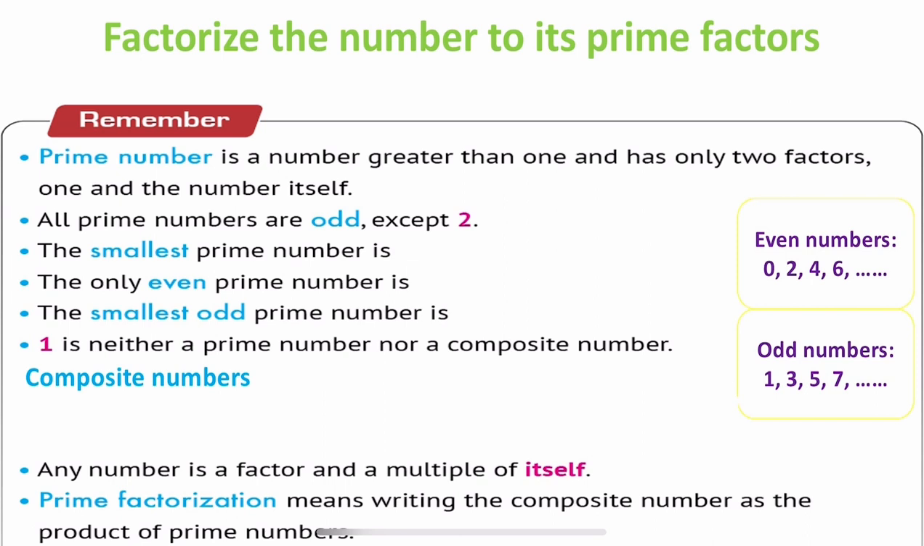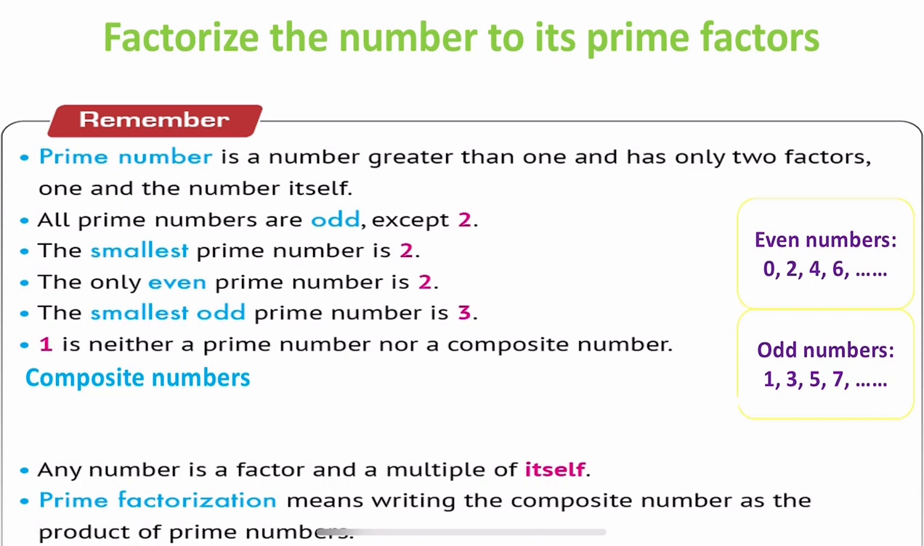The smallest prime number is 2. We start prime numbers from 2, 3, 5, and so on. The only even prime number is also 2. The smallest odd prime number is 3. 3 is the smallest odd prime number.